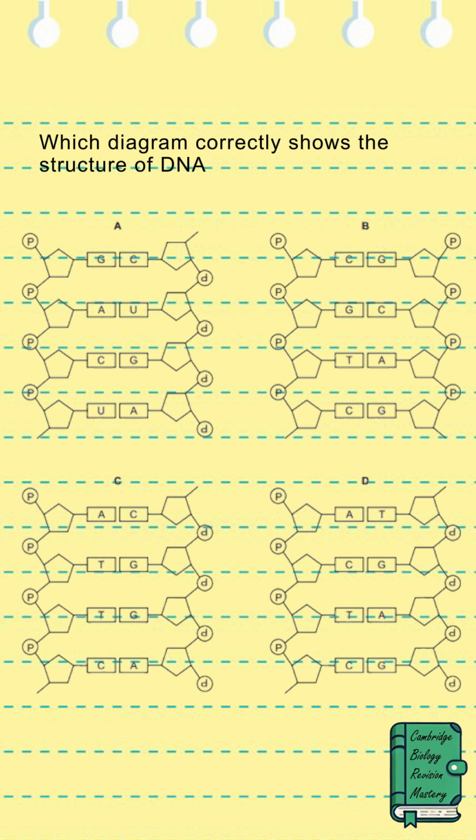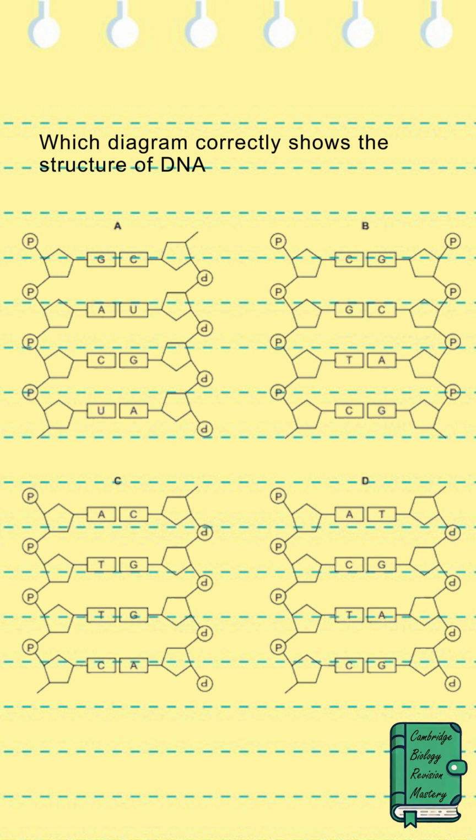Our question stem is a very simple one. Which diagram correctly shows the structure of DNA? And then we have A, B, C, and D. And initially our four diagrams look very, very similar. And so we're going to have to use our recall of structural or biochemical facts related to nucleotides to be able to pull these apart.